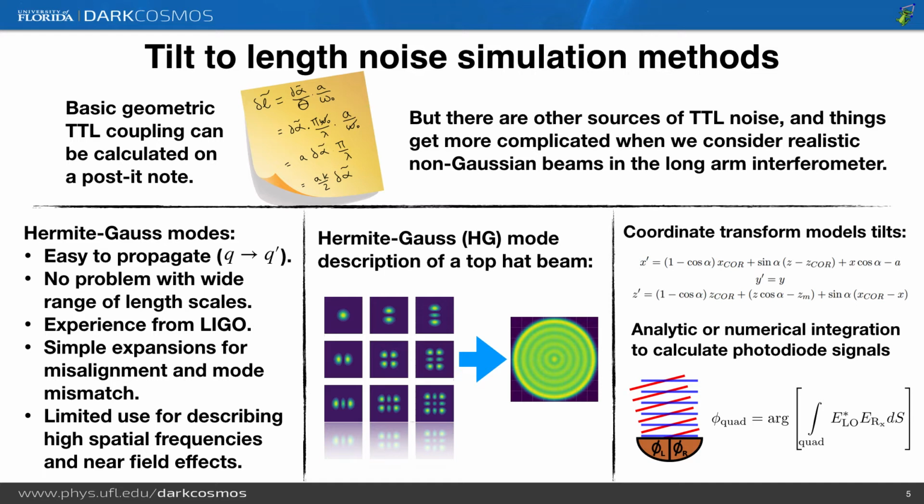We still have to actually calculate realistic photodiode signals though. This is done by integrating the optical beat signals over realistic photodetector surfaces, either analytically or numerically. Alex Weaver and Paul Edwards describe these methods in much greater detail in their own talks than I will here.